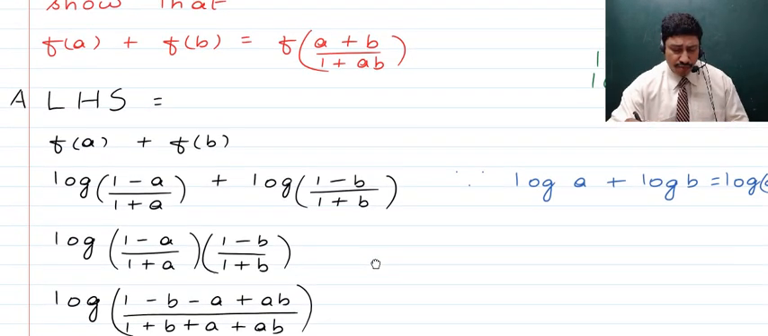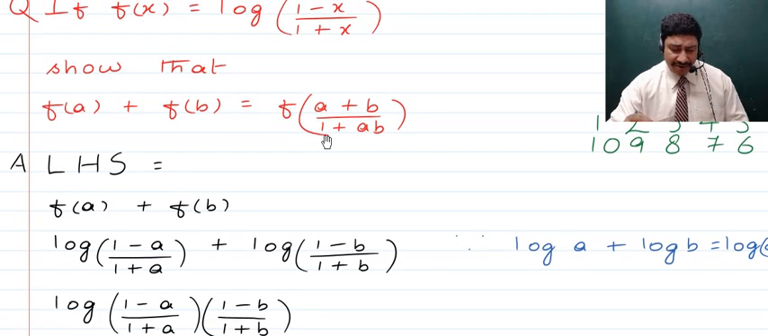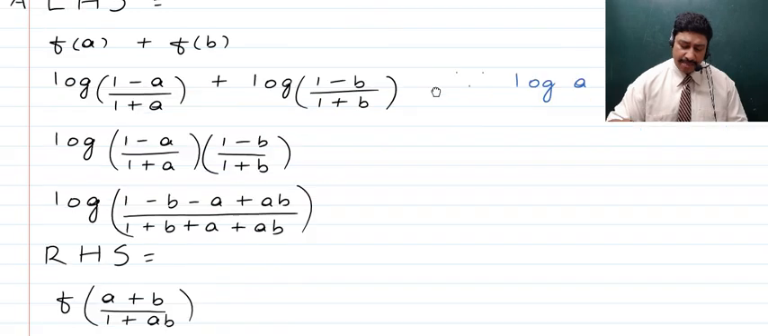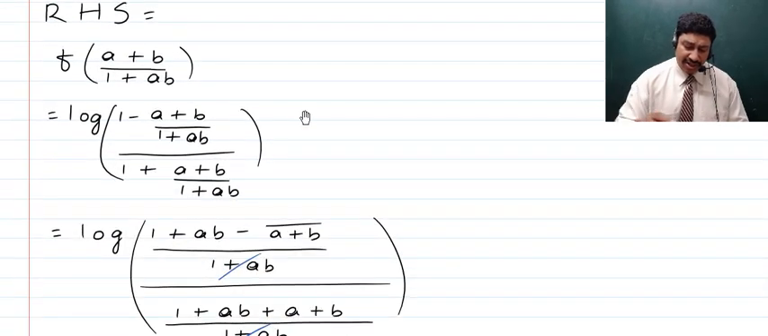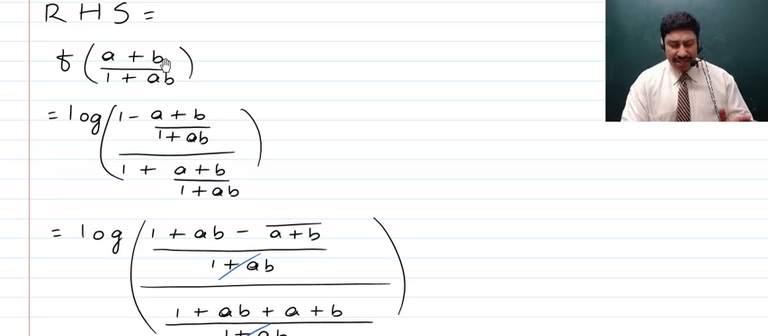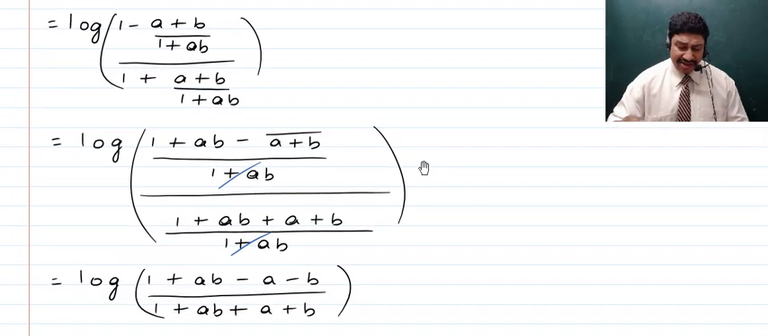Now children, we move over to the right hand side, and the right hand side says we want the left hand side to be equal to f of a plus b upon 1 plus ab. So as such here we now try writing f of this entity. As we know that f of x is log of 1 minus x upon 1 plus x, so we'll have log of 1 minus this big entity upon 1 plus this big entity. Now children, as there are fractions, we will take an LCM. So the LCM will be 1 plus ab, as it is the lone denominator.